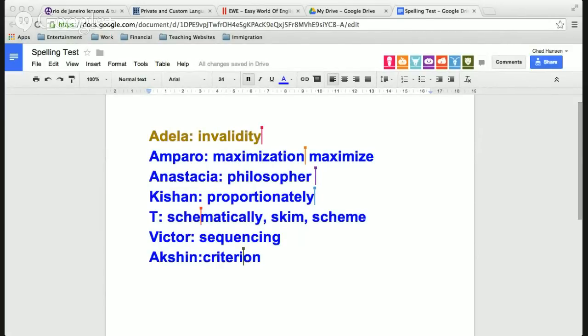Okay, here we go. Your word, Action, is specifiable. Specifiable. There you go. Great. Yeah, specifiable. Okay, nice job. Good. Let's go to Amparo.